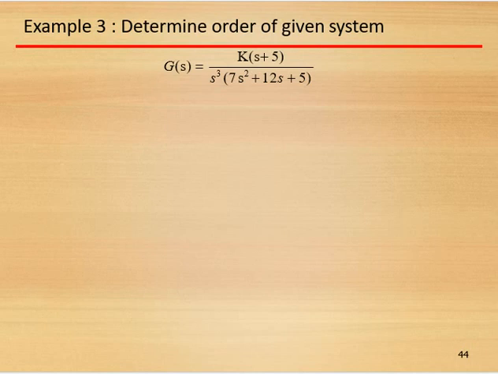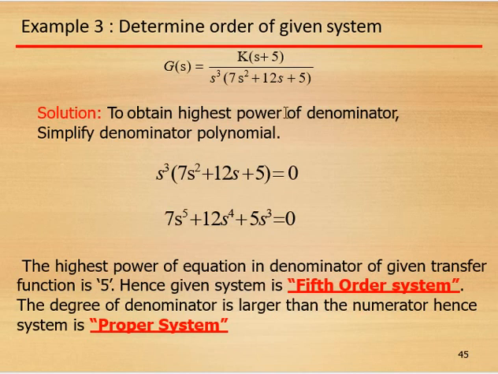Let us see the third example. Again we have to simplify this. You can pause the video and simplify, no problem. And let's check whether the system is proper or not. To obtain the highest power of the denominator, simplify the denominator polynomial. After simplification, if you multiply these terms, s^3 into 7s^2 is 7s^5, plus s^3 into 12s is 12s^4, plus s^3 into 5 is 5s^3, equal to 0.